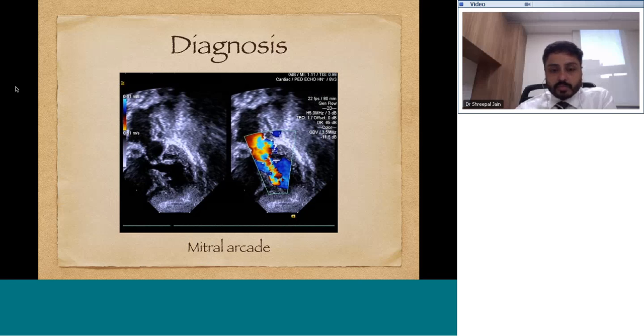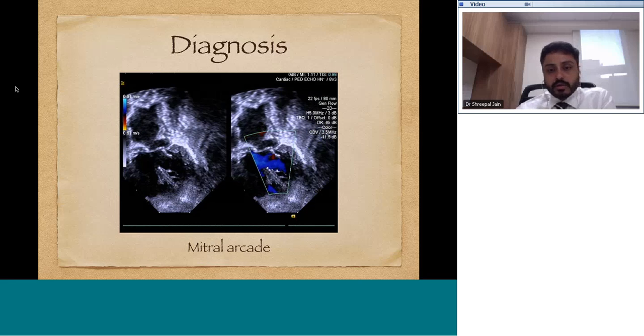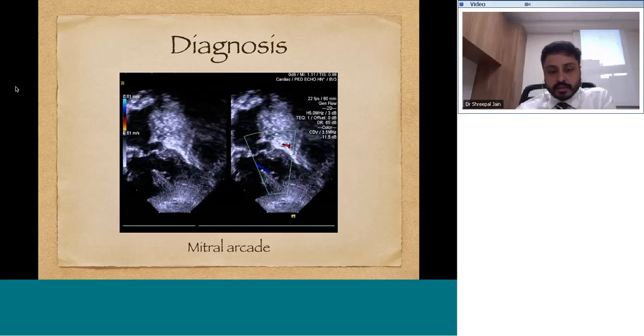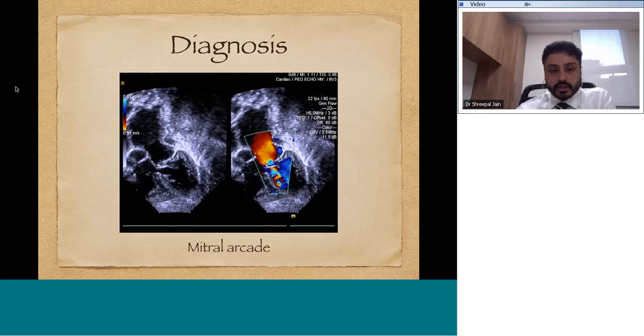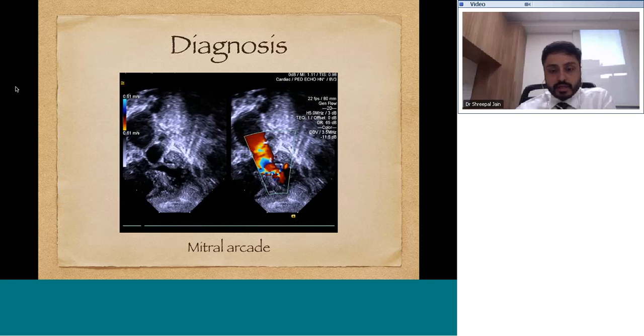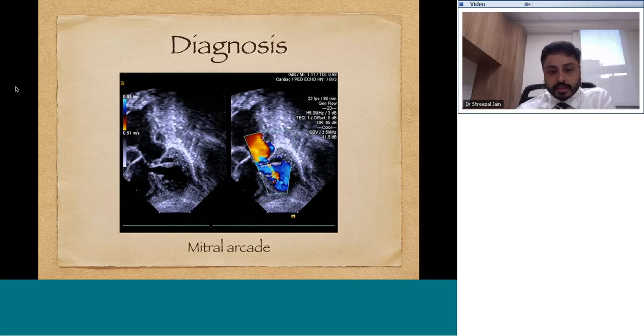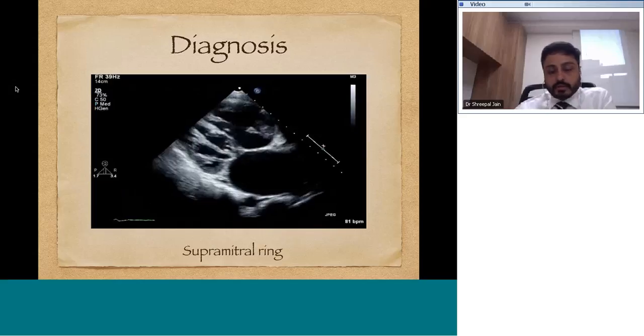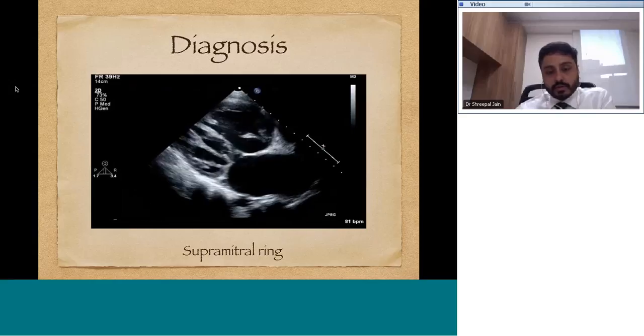Mitral arcade is another anomaly which can be easily picked up on echocardiographic study. In this particular example, you can see the unusually short chordae tendineae, and the posterior mitral leaflet appears to be attached directly to the papillary muscle. Supramitral ring is again visualized very well on 2D echocardiography. The parasternal long axis view or the apical four chamber view are usually the best views for demonstrating the supramitral ring.